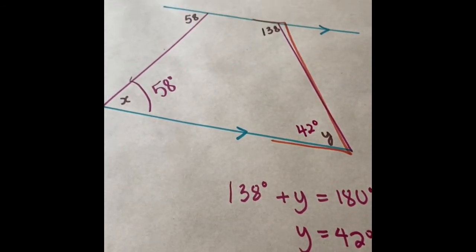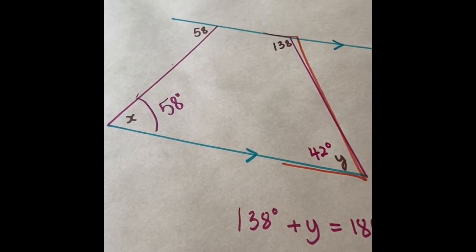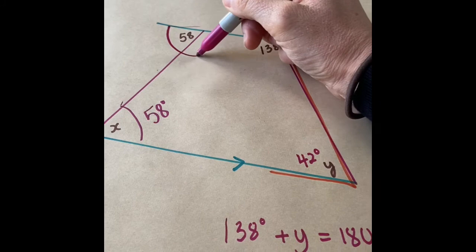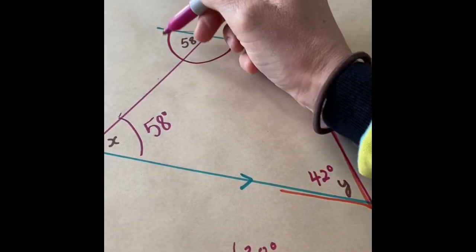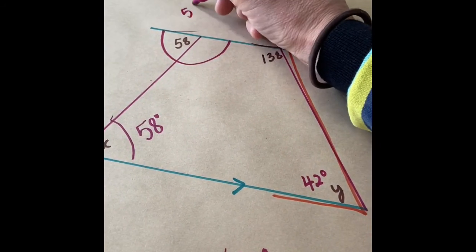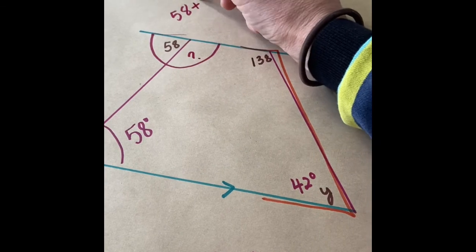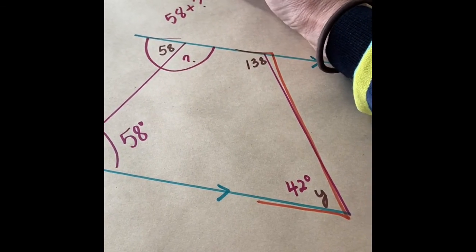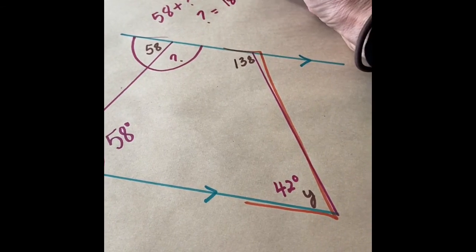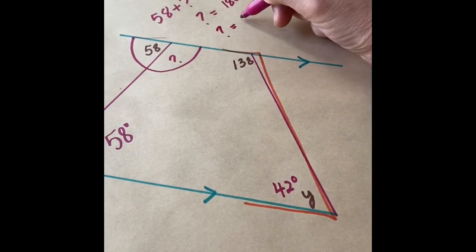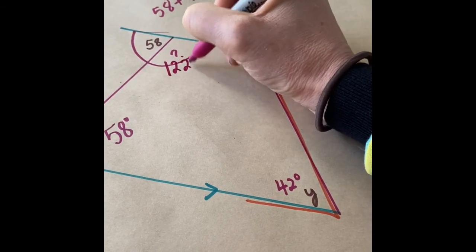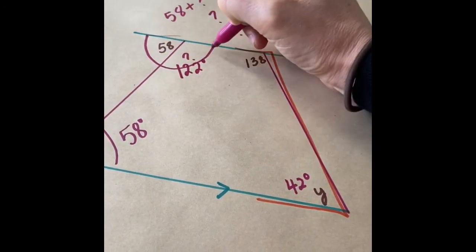Okay, let's find more angles. Even though it's not asking us for more angles, let's find more angles. See how this line comes out of my quadrilateral? I could draw a protractor. And I know that if I have a protractor, these two together add up to 180. So 58, we'll call it question mark, plus question mark adds up to 180 degrees. That means that my question mark is 180 degrees minus 58, and that's going to be 122 degrees. Because those two make a protractor, they should add to 180.